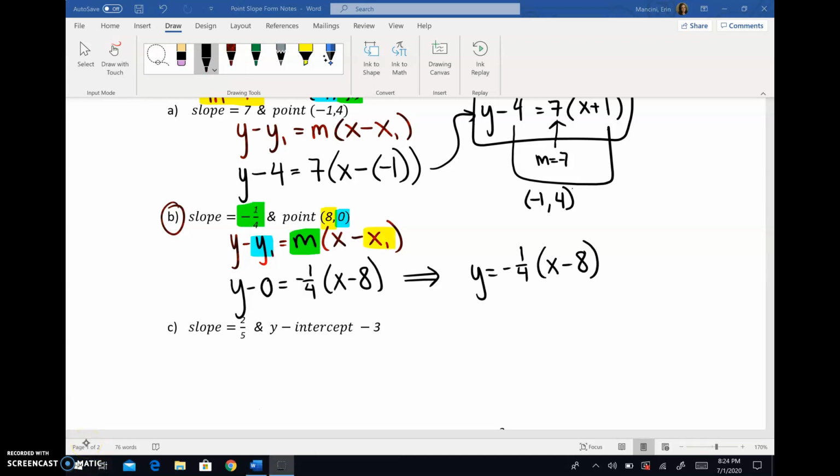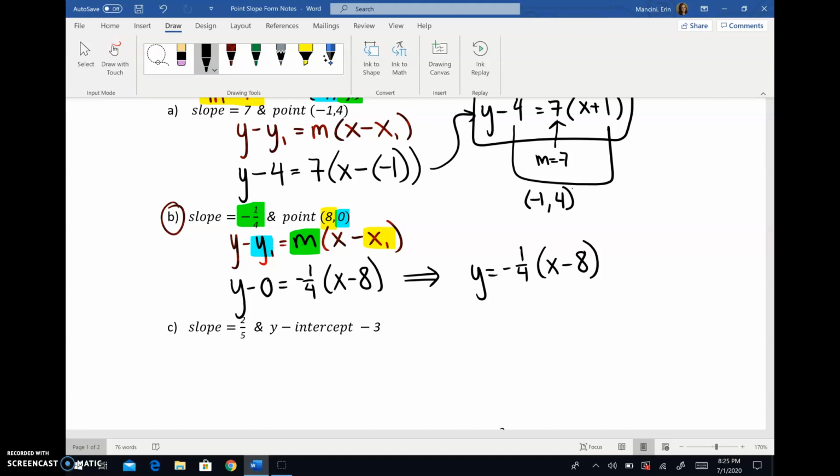If done correctly, you probably got this. Maybe you simplified and said y minus 0 is just y, and you rewrote it like this. Color coordinated so you can see: slope gets plugged in for m, your y-coordinate goes in for y1, and your x-coordinate goes in for x1. So you get something like this.